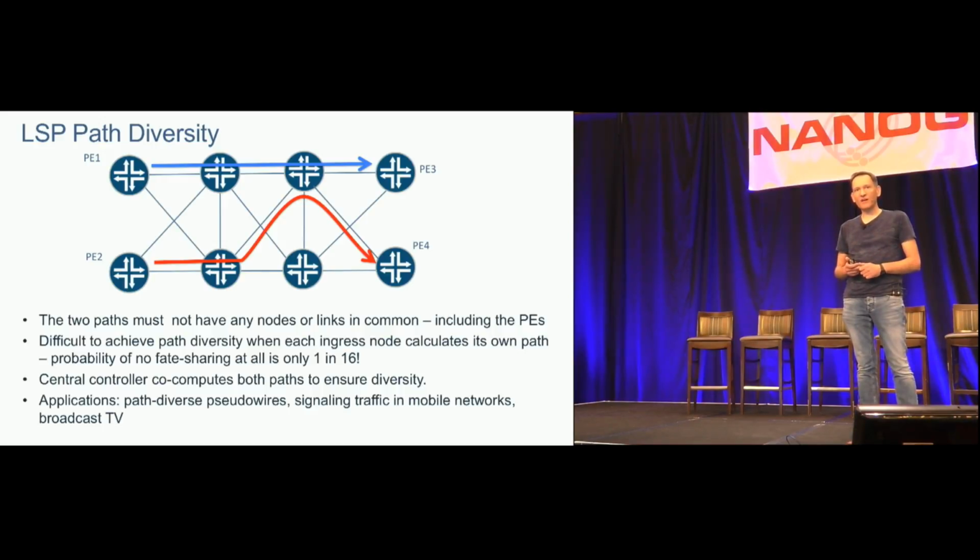So 15 times out of 16, they're going to share fate, as shown in this example, where they've got a node in common somewhere in the middle of the network, which means we're violating the path diversity service requirements.